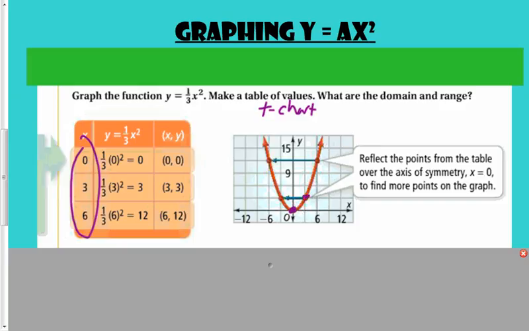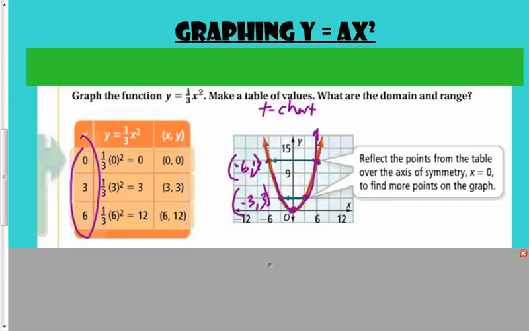All right, plug in 6, similar thing. 6 squared is 36. 1/3 of that is 12. So 6, 12. So now it's going up faster. That's what happens with parabolas. They start to round. They start to go up faster. Now, the easiest way to do this is to deal with positives and then just reflect them across that axis of symmetry. So we know the axis of symmetry for this one is x equals 0 because there is no c value. So we can just reflect it across there, and we have our -3, 3, and -6, 12.